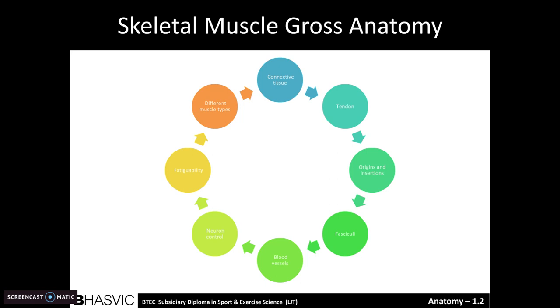the muscles. Each bundle of muscle fiber is called the fasciculus. This is surrounded by something called the perimysium, which is a layer of connective tissue. In the fasciculus, every muscle fiber is surrounded by something called the endomysium, which is also a layer of connective tissue.